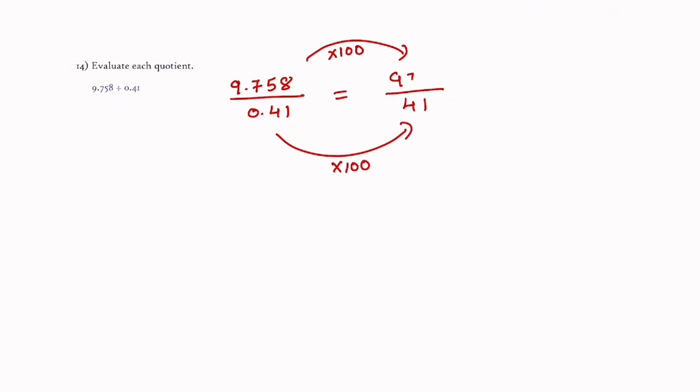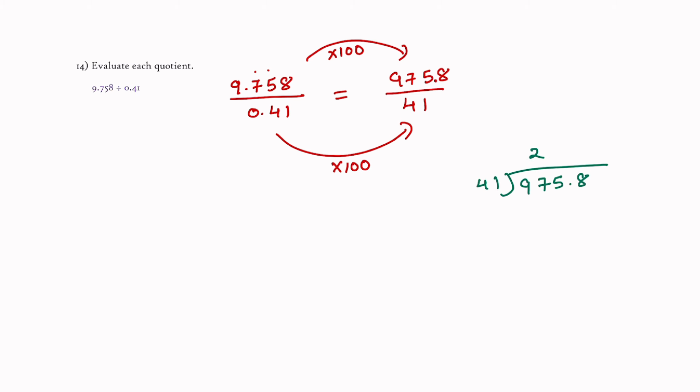So we say 9758. Where are we going to put our decimal point? 2 places, right? So 1 and 2. The decimal is going to be here. Now we do the division: 975.8 divided by 41.